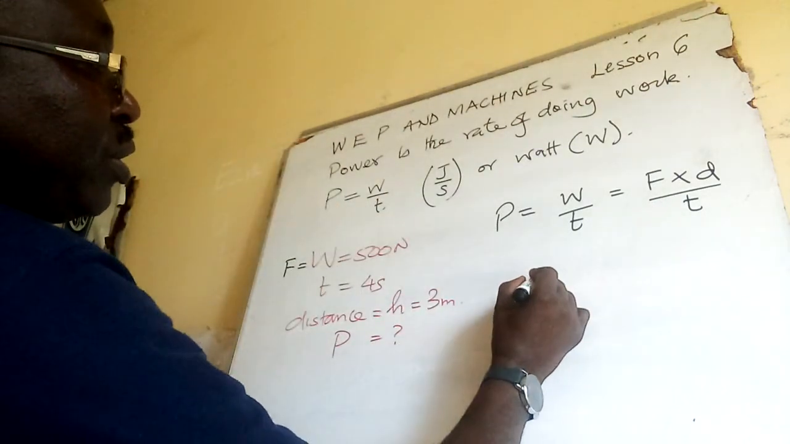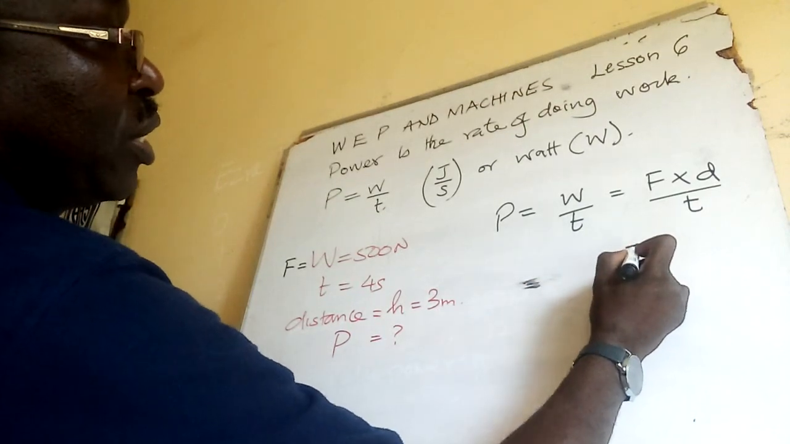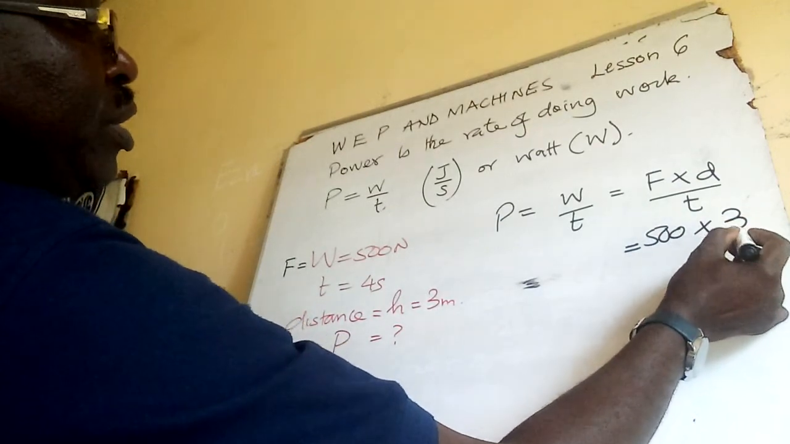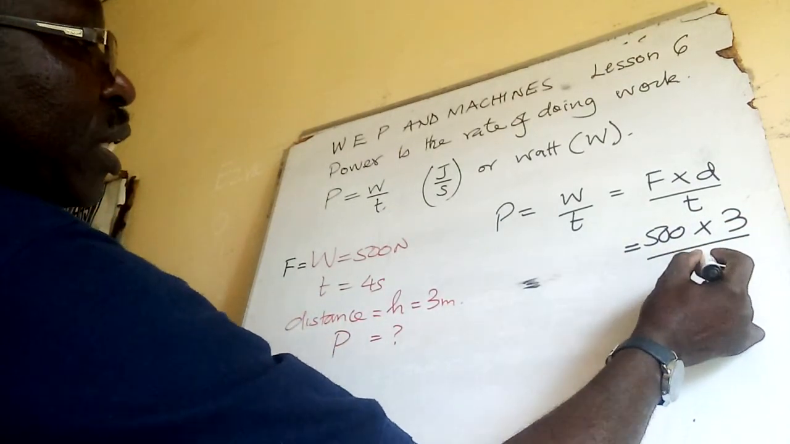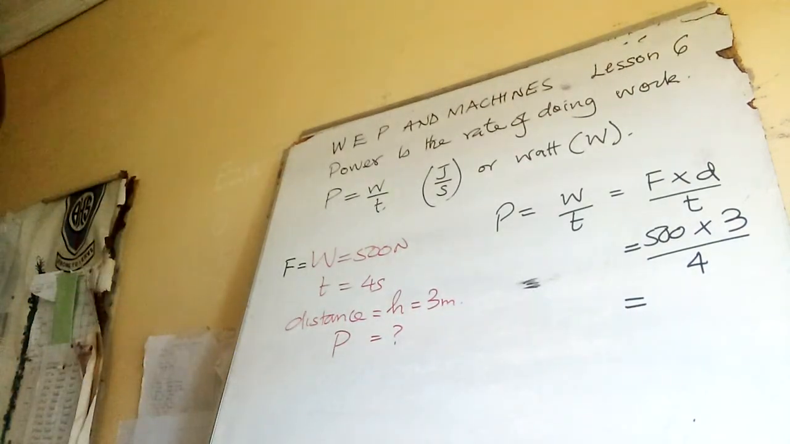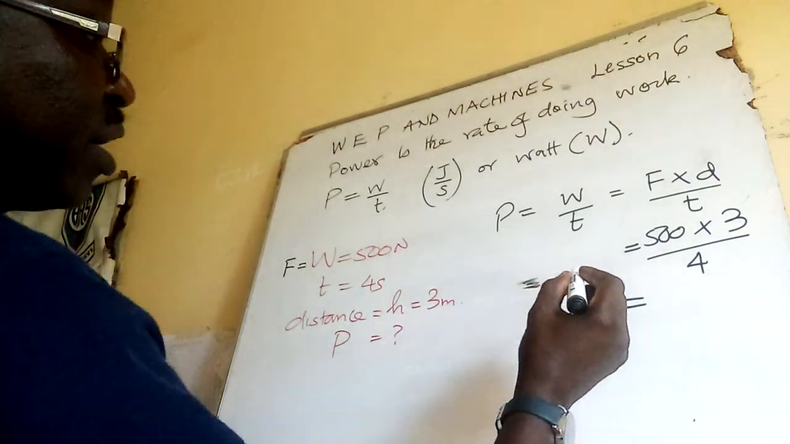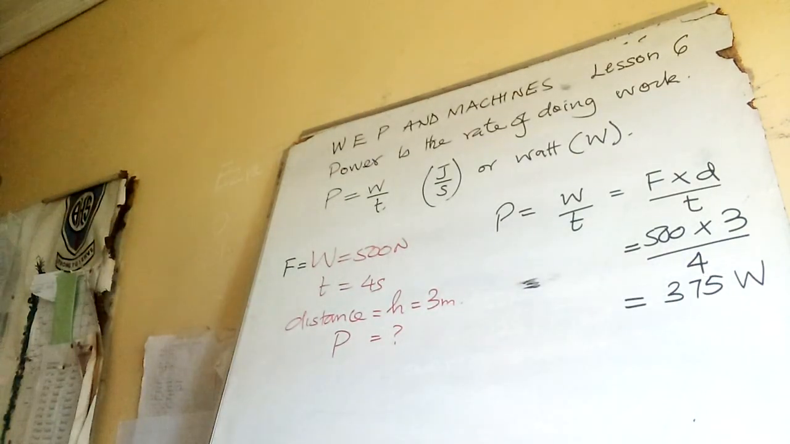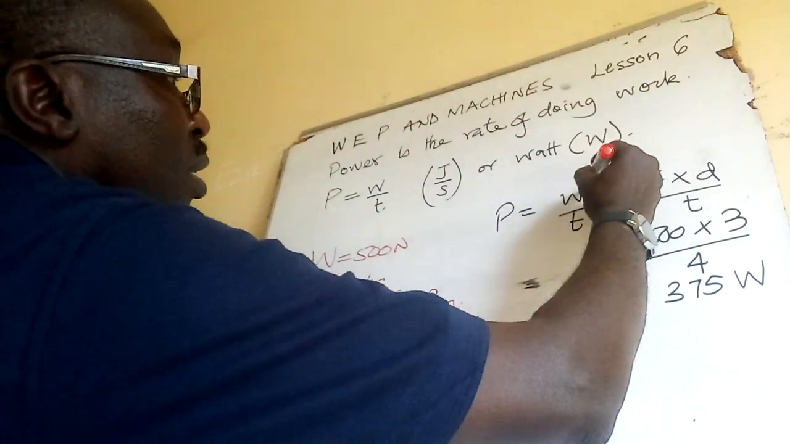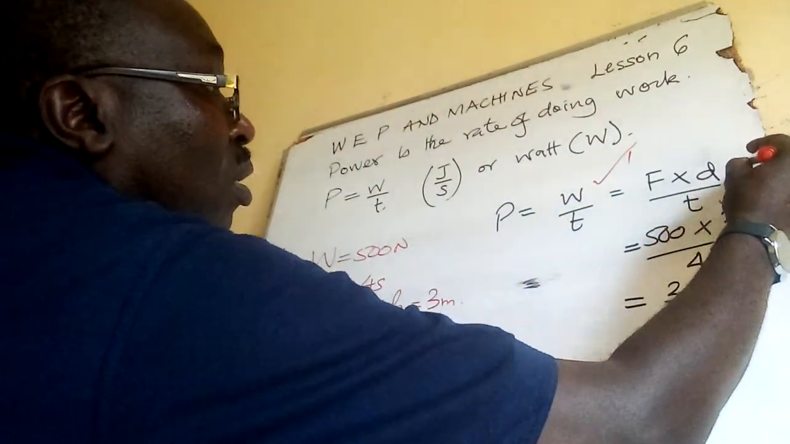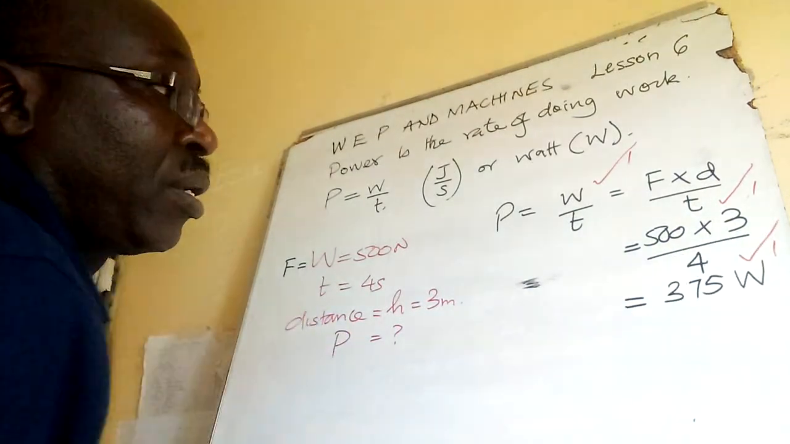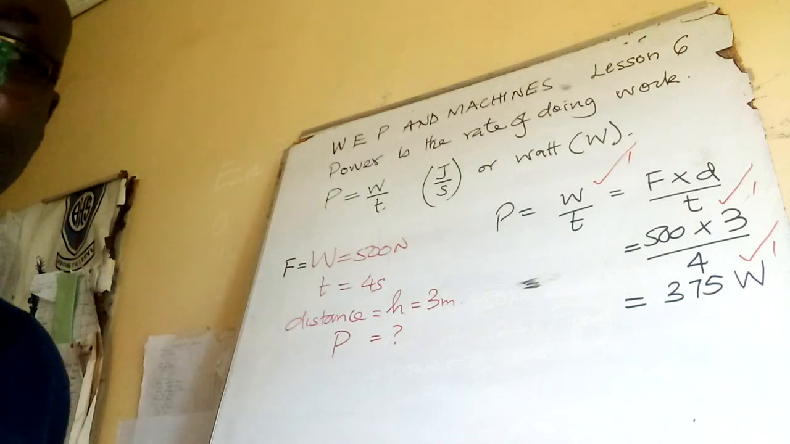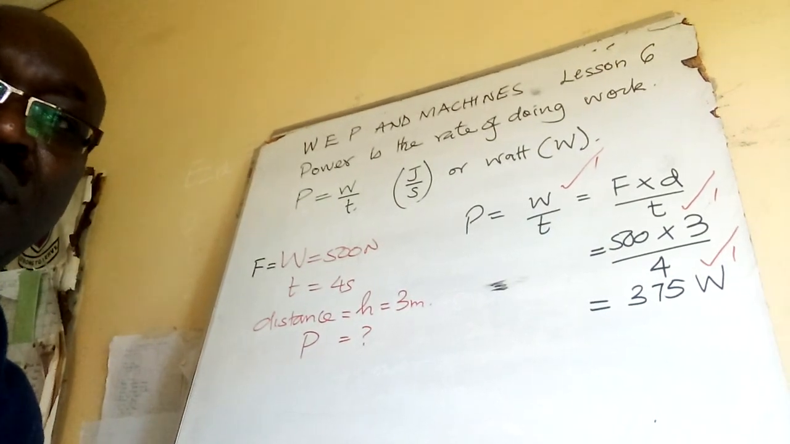Yes. Substitute. Maybe I put it here so it is nice. F is 500. Distance 3 meters. Time 4 seconds. So what answer do you get, folks, there? 375 watts. So sometimes we would mark it this way. 1, 1, 1. Okay. So you can see, you can focus if you are not seeing well there.